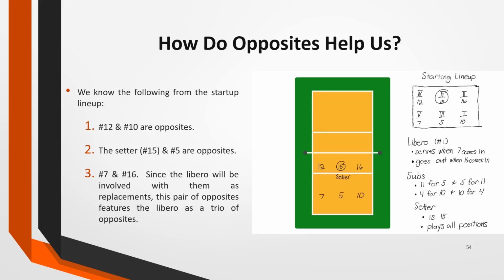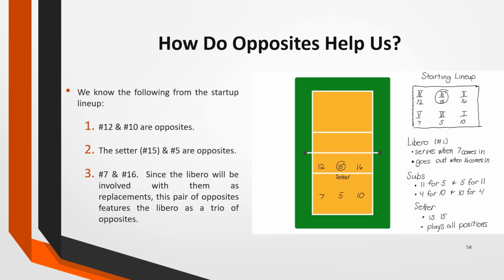This slide should be familiar to you. This is our starting lineup of our team in blue, of all the information of everything that would happen in this set with regards to barrel placements, substitutions, and our setter. Let's remember our opposites. Left front and right back are opposites. Our two middles, middle back and middle front, are opposites. Right front and left back are opposites.